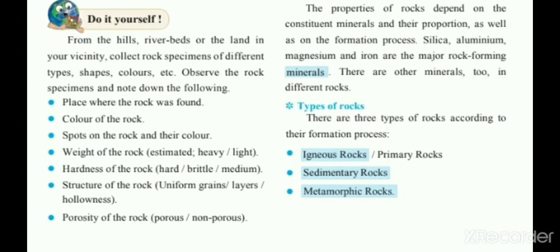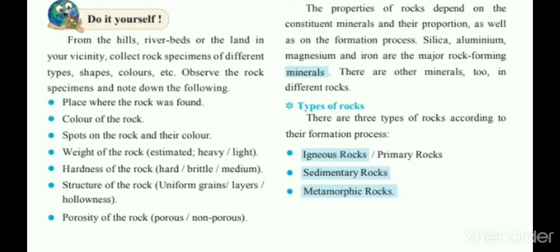Here it has been given, do it yourself. This you can do by yourself. It is not compulsory, but as per your wish you can do it. From the hill, riverbeds or the land in your vicinity, meaning in your surroundings, if you can see hills, riverbeds or land, collect rock specimens of different types, shape, color, etc. So if you can see different kinds of rocks in your surroundings, you have to collect them of different shapes, colors and types.